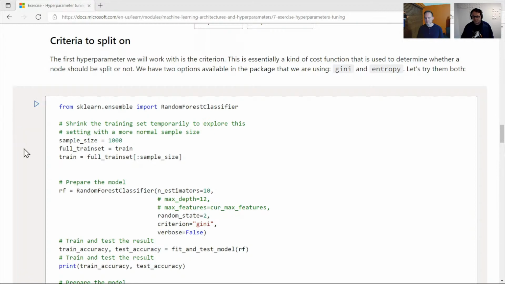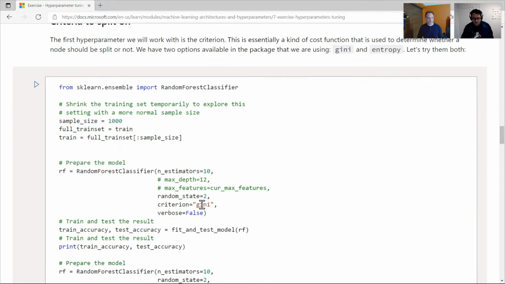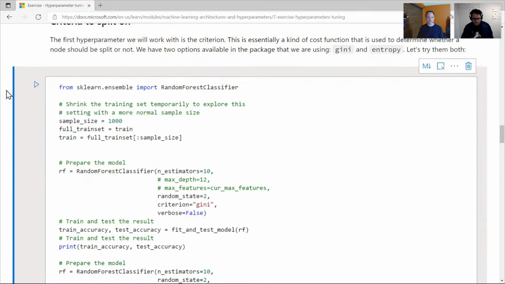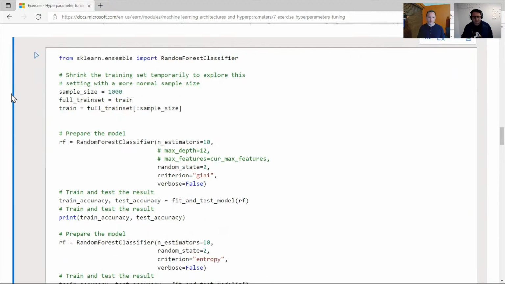Okay, cool. Well, let's move on. I know we've got a limited amount of time left. We're going to look at our first criteria to split on, which is called a criterion. The criterion determines the method of splitting, and there are two here, one called Gini and one called entropy. I'm not sure if we've explained those before, but there are subtle differences.